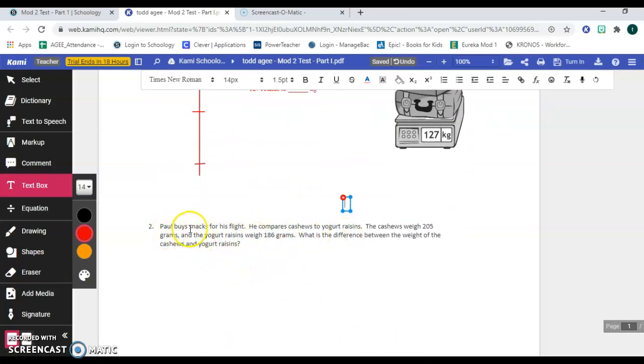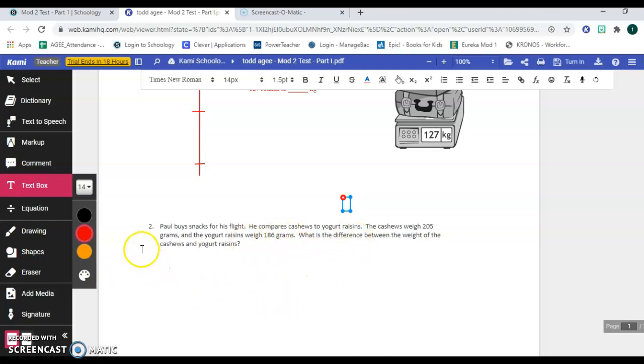The next one, Paul buys snacks for his flight. He compares cashews to yogurt raisins. The cashews weigh 205 grams and the yogurt raisins weigh 186 grams. What is the difference between the weight of the cashews and the yogurt raisins? Remember, when we talk about a difference, we're talking about the answer to a subtraction problem. So it's not asking you to do anything fancy, no drawings or anything.